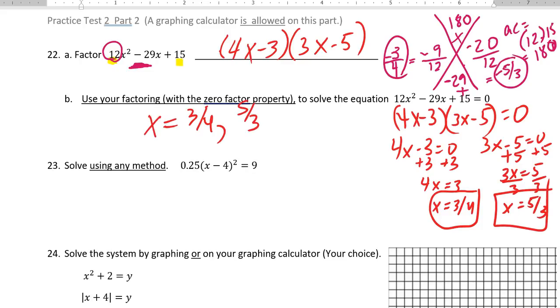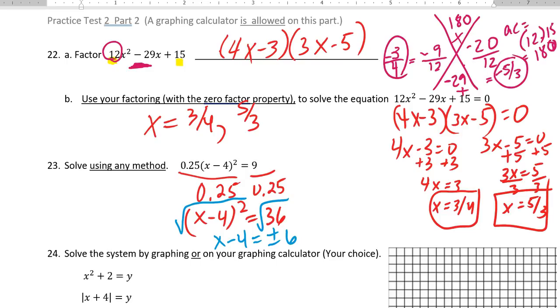Our next problem says solve using any method. I'm going to use the square root property since it already comes in vertex form, and I'm going to divide both sides by 0.25. Since I have the square isolated, I can take the square root of both sides. Using the square root property, you have to remember when you take the square root of a number, you're going to say plus or minus. So my two equations that I need to set up are x minus 4 is equal to 6, and x minus 4 is equal to negative 6.